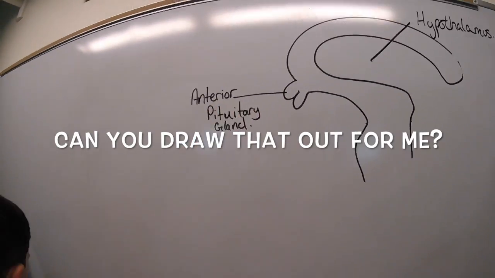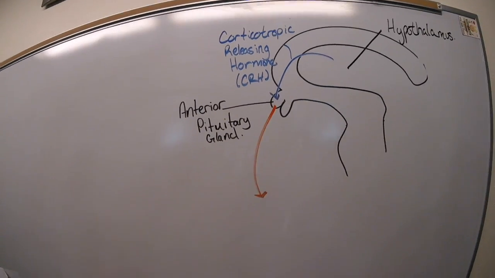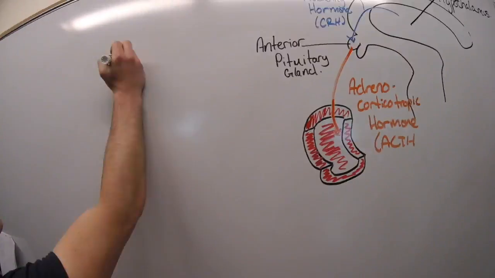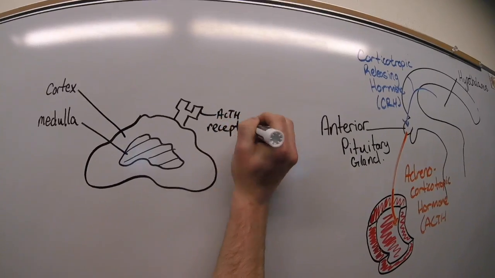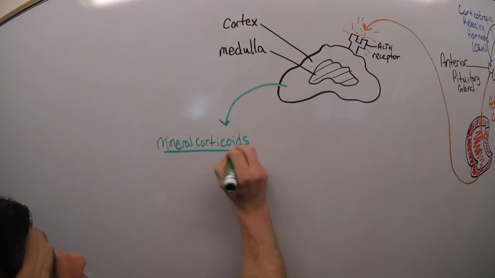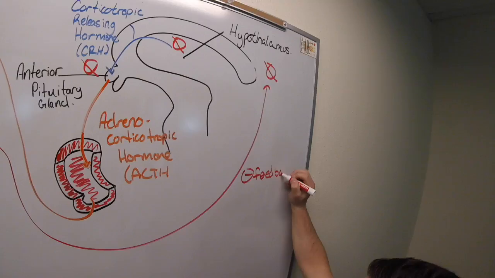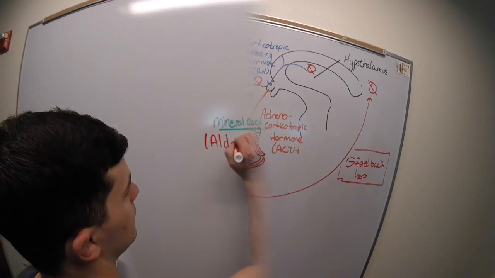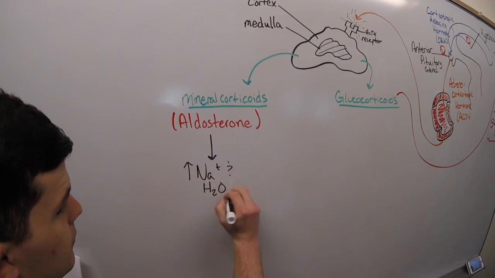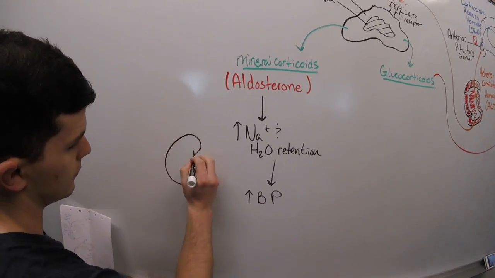When stimulated by a stressor, the hypothalamus releases CRH hormone, which stimulates the anterior pituitary gland to release ACTH hormone, which binds to the receptor site on the adrenal cortex. This stimulates the release of both mineral and glucocorticoids. Mineral corticoids, such as aldosterone, stimulate sodium and H2O retention, as well as increase patient blood pressure.